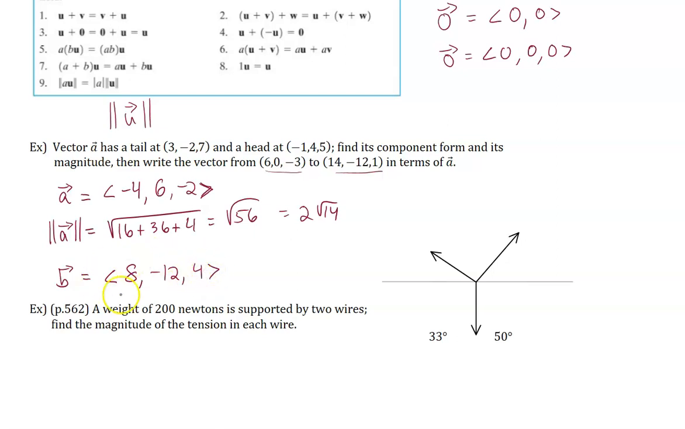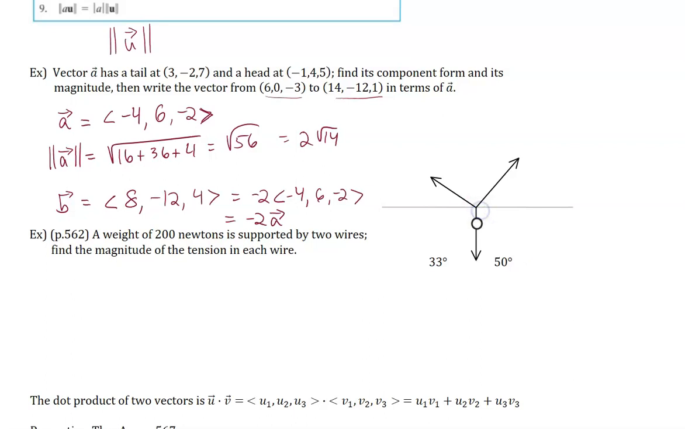And then if we compare this to this, we see that this is a scalar multiple of this. And it's actually -2 times the vector here, ⟨-4, 6, -2⟩. Okay, so -2 times -4 is 8, -2 times 6 is -12, -2 times -2 is 4. Okay, so that means that this second vector, vector B, is -2 as a scalar or a coefficient times vector A. Okay? All right, and then for this next one, here's a pretty common application.